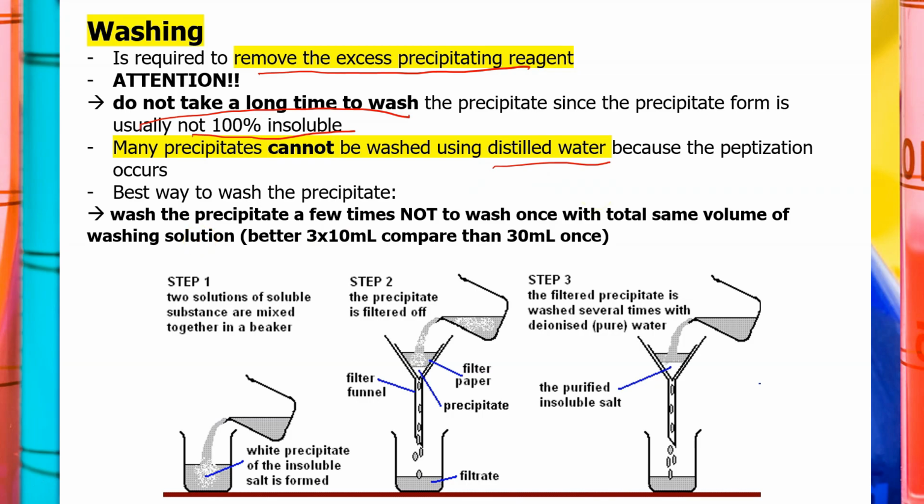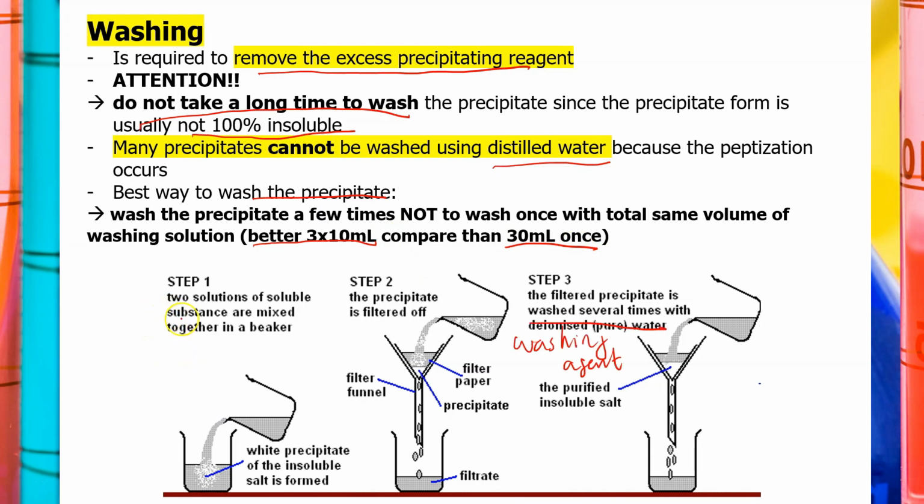Here is the best way to wash the precipitate. Wash the precipitate a few times, not once with the total volume of washing solution. Let's say the prepared washing agent is 30 ml. You have to divide it into 3 portions, which is 10 ml each, to wash 3 times. So it is better to wash 3 times with 10 ml compared to 30 ml once.